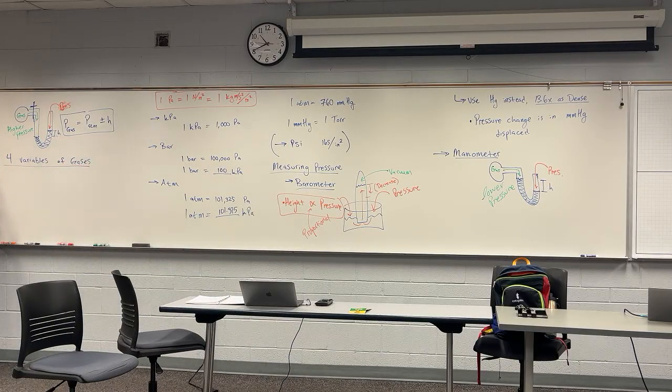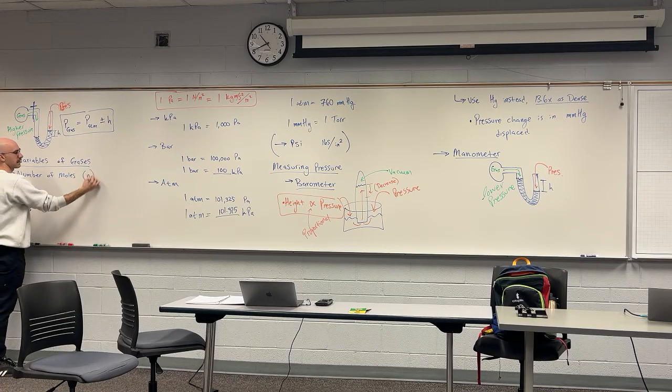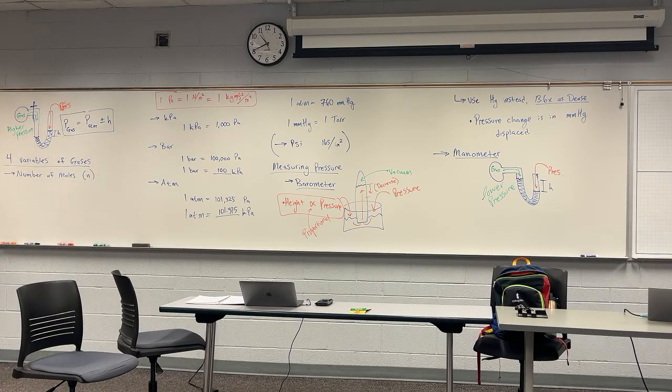All right, we've got these 4 variables of gases. The first is the number of moles, and we give this the symbol n. In fact, this is not just for moles of gas, this is for moles throughout chemistry. We represent the number of moles of something with the lowercase n.